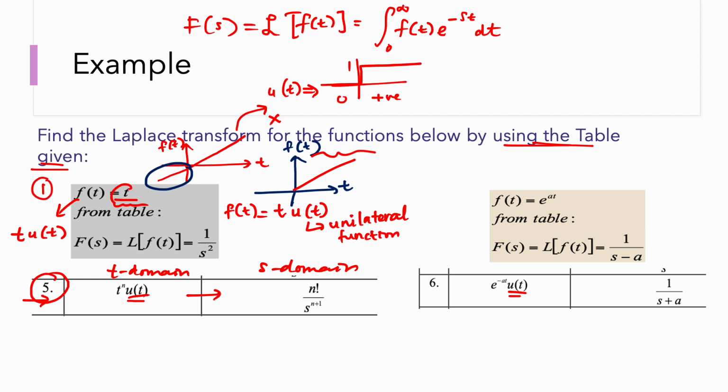So in this case, the power of t here is equal to 1, so therefore we know our n is equal to 1. Since n is equal to 1, in the s domain it will be 1 factorial over s^(1+1), so therefore it will be 1 factorial over s squared. 1 factorial is equal to 1, so we get our answer: 1 over s squared.